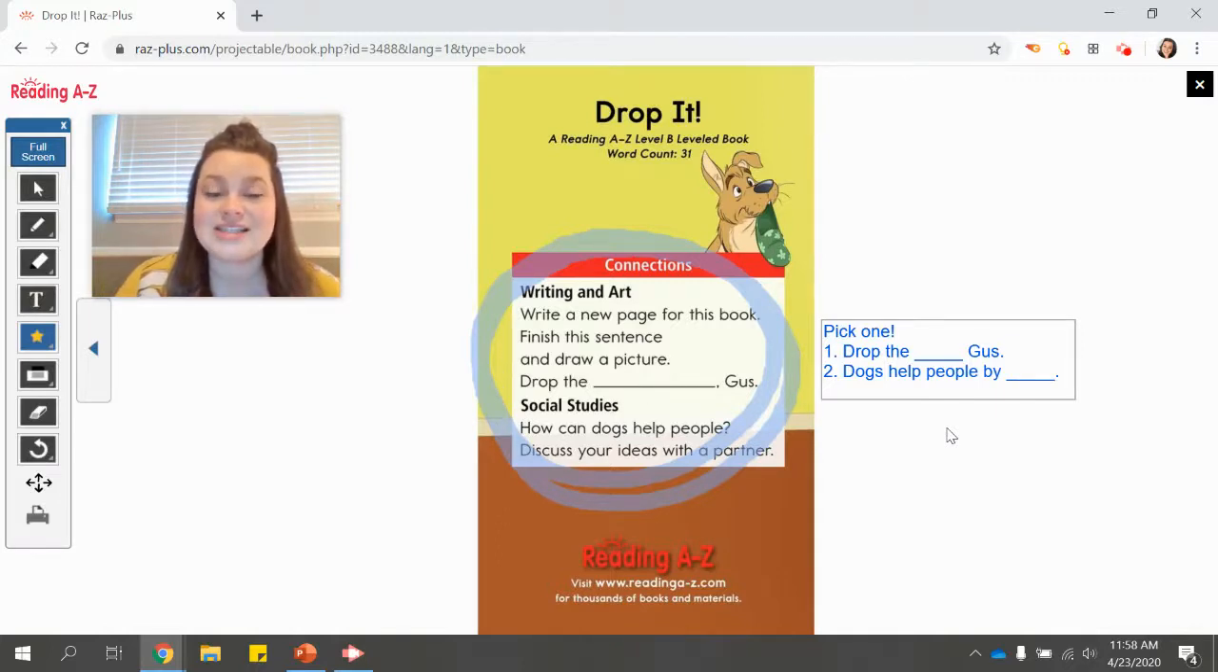Now we know that sentences begin with a capital letter. They have finger spaces between the words. I want you to use your best spelling, your best handwriting, and then don't forget your period at the end of the sentence. Great job reading today. When you are finished, I want you to go back and reread all by yourself. And I want you to think about those story elements while you're reading.